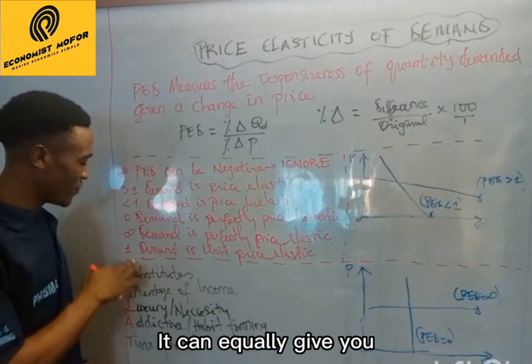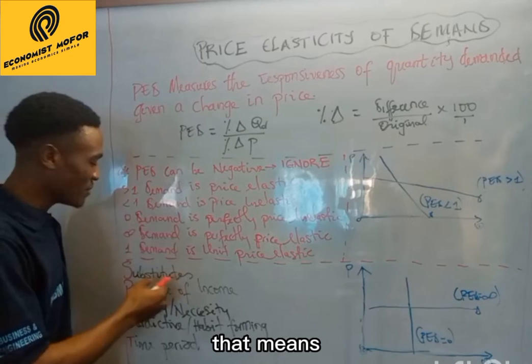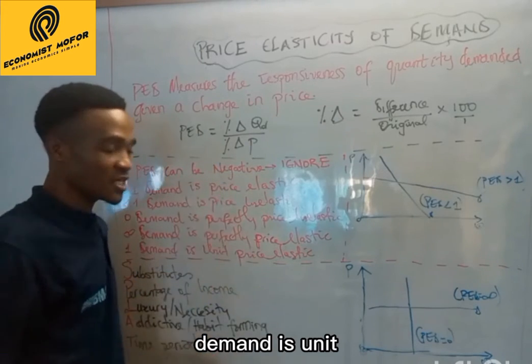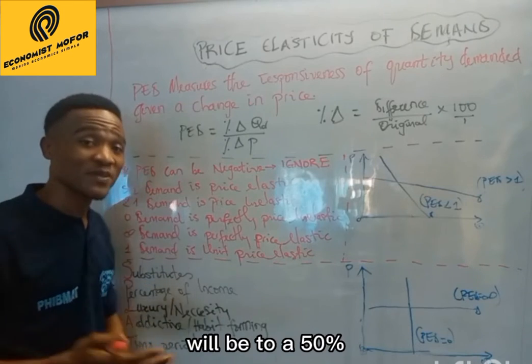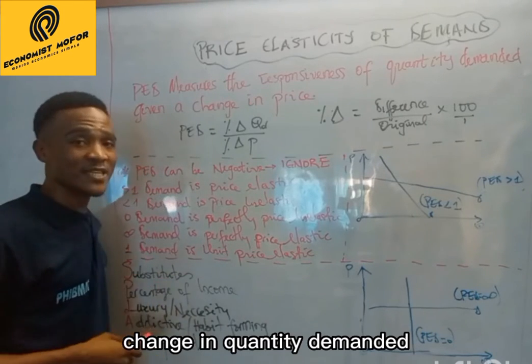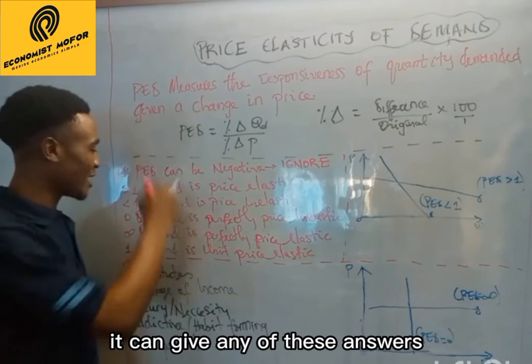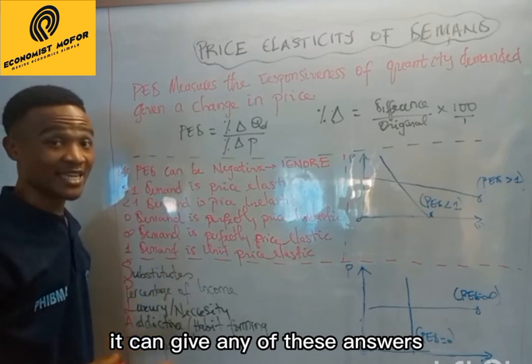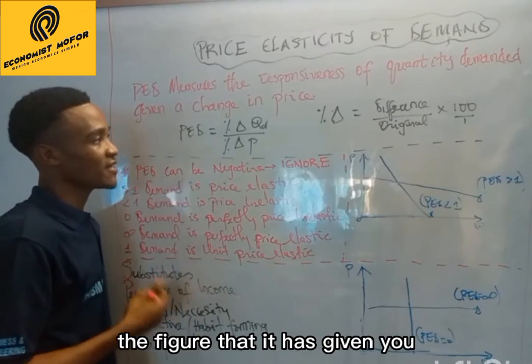It can equally give you the figure 1 as the answer. That means demand is unit price elastic. It means a 50% change in price will lead to a 50% change in quantity demanded. So after calculating your price elasticity of demand, it can give you any of these answers, and you can be asked to interpret the figure that it has given you.